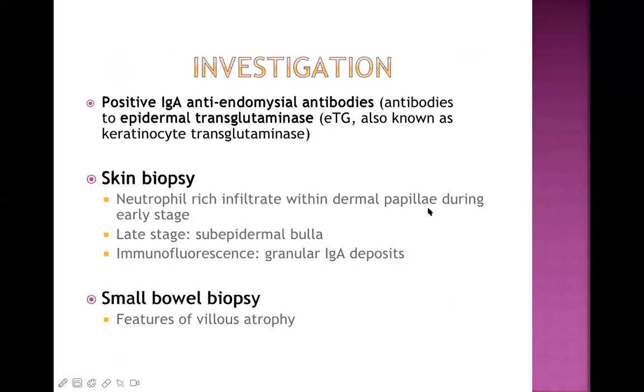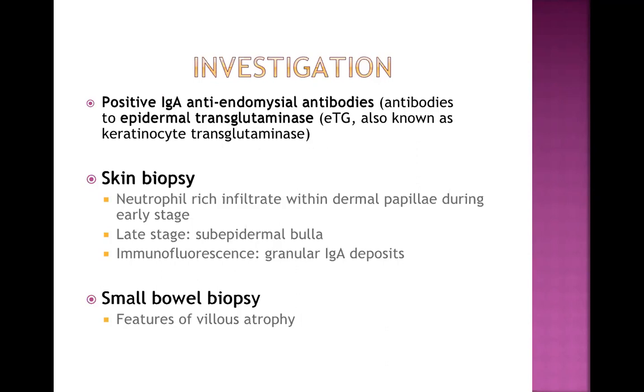Now, how to confirm the diagnosis of dermatitis herpetiformis? Some of the investigations which we do to confirm the diagnosis are: there is positive IgA anti-endomysial antibody, just like celiac disease, but here they have changed the name because skin is the target organ here. So these antibodies are known as epidermal transglutaminase antibody, but they are IgA anti-endomysial antibodies themselves. Sometimes they are also known as keratinocyte transglutaminase antibody.